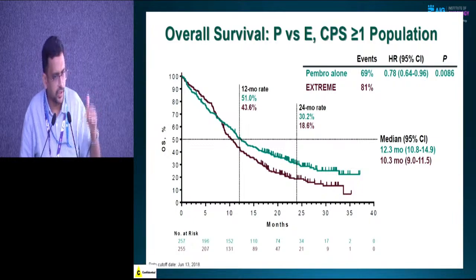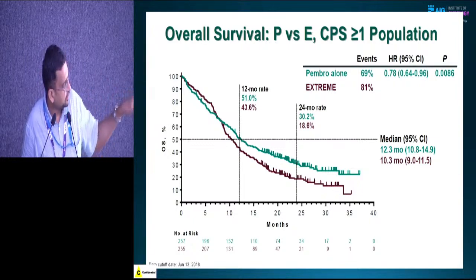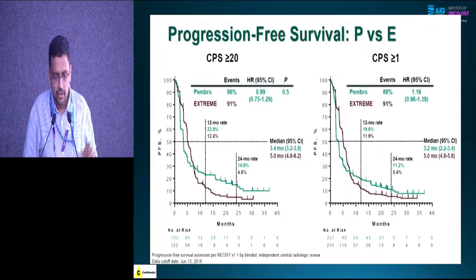And in immunotherapy, we want that separation. If you don't find that separation, you're not happy. You find that small separation later on. So far, so good. What about the overall survival?